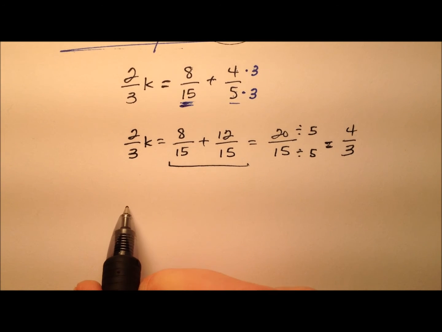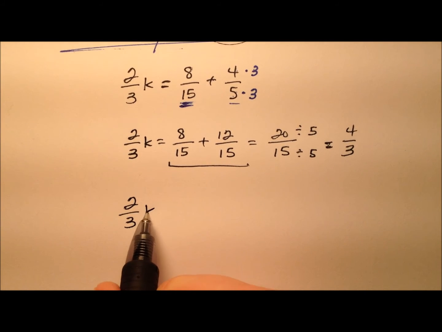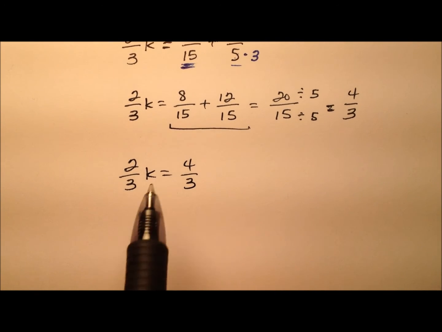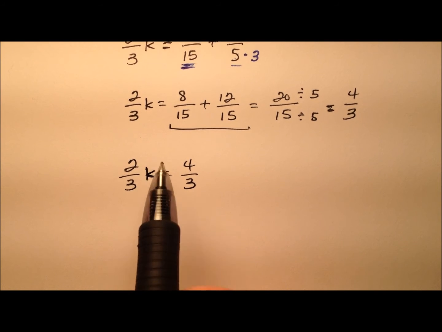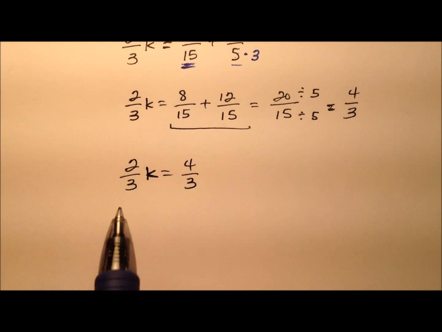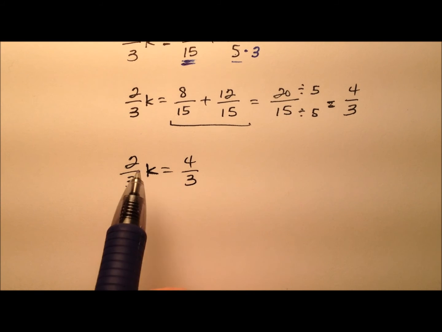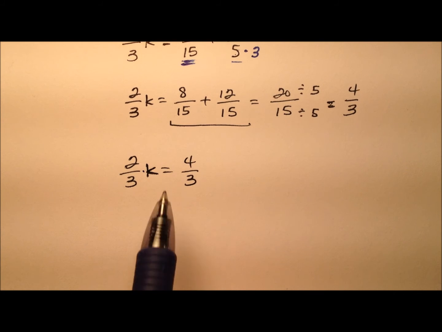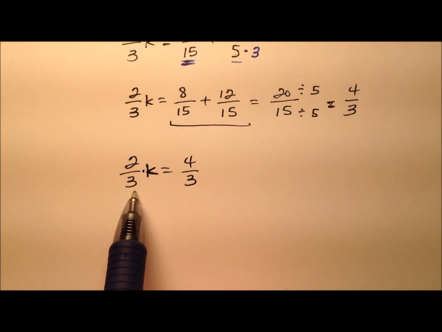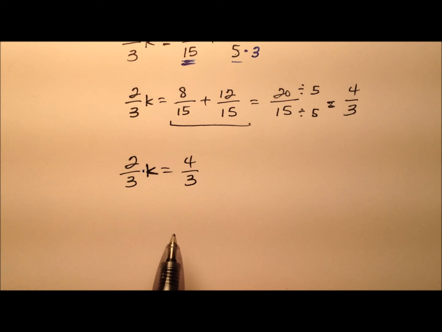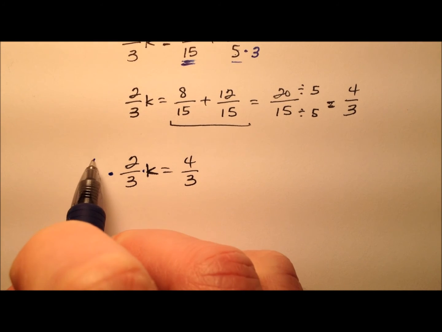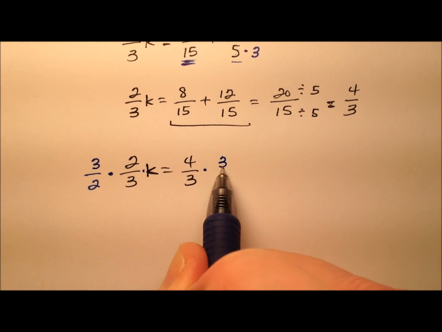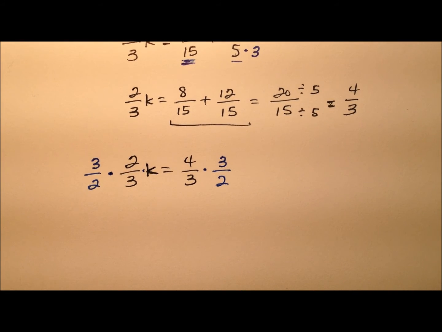Okay, so let's rewrite everything. So 2/3 k equals 4/3. Okay, not too bad at all. So in order to get this k now all by itself, I see that it's being multiplied by 2/3. So really the inverse operation of multiplying by 2/3 would be dividing by 2/3. But remember, when we divide by a fraction, we're really multiplying by its reciprocal. So let's go ahead and multiply both sides by the reciprocal of this coefficient of k. So I'm going to be multiplying by 3/2 on both sides.